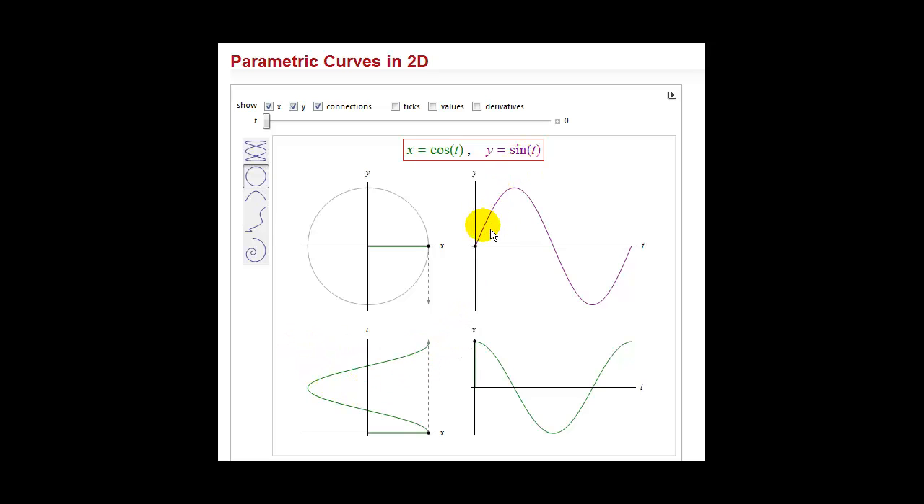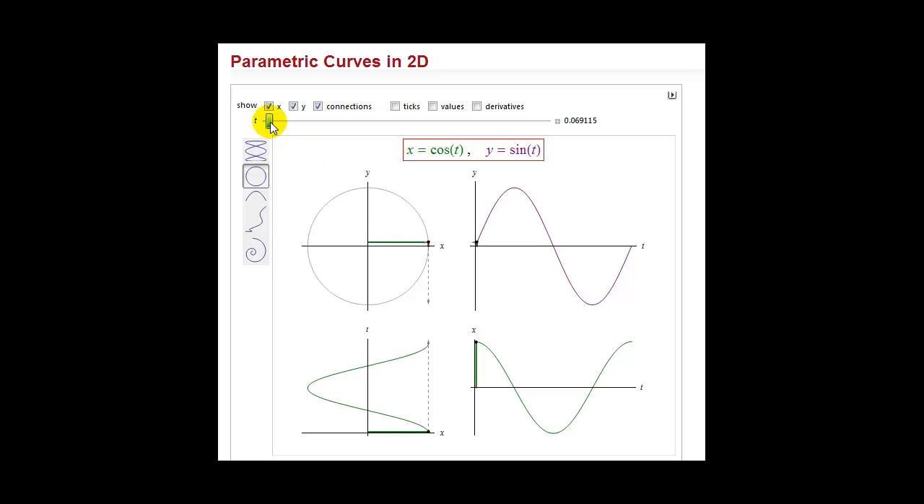And then when we look at our sine t at 0, it's going to go to its maximum of 1, then down to its minimum. So we want to combine these two, and so we know that we start out at t equals 0, x is 1, and y is 0. So we're going to start at this point right here.